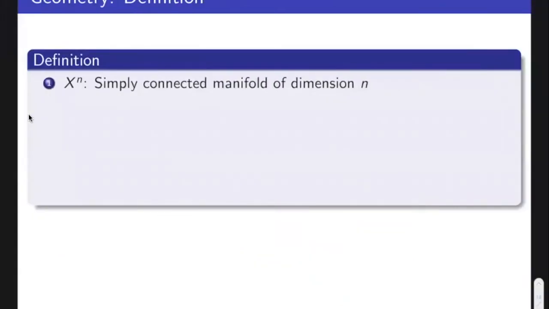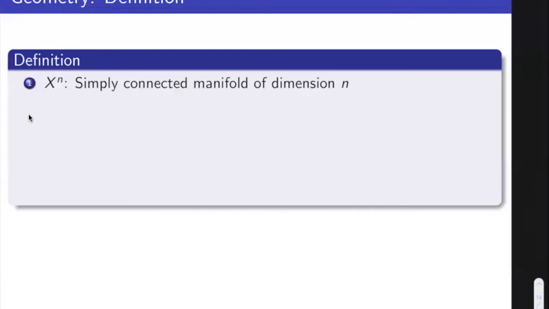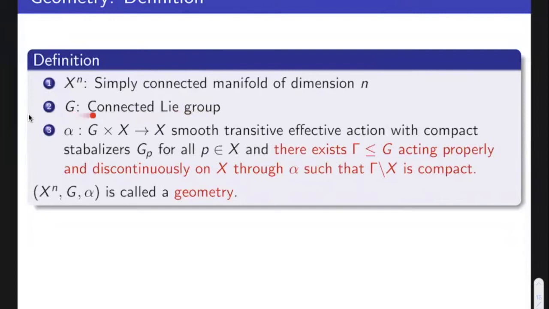So now I'd like to introduce geometry and geometric structures. What do I mean by a geometry? To me, a geometry is a triple. We need a simply connected manifold X of dimension n. I need a connected Lie group G. And lastly, I want a smooth, transitive, effective action with compact stabilizers. This condition is just baked in here because we want to discuss the Laplace spectrum for compact manifolds.